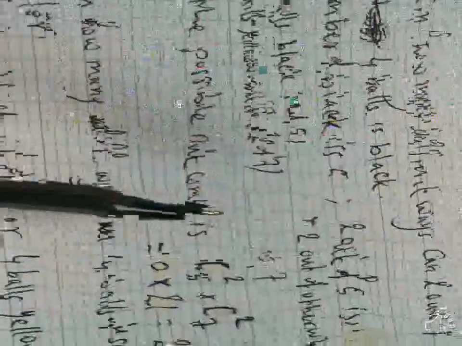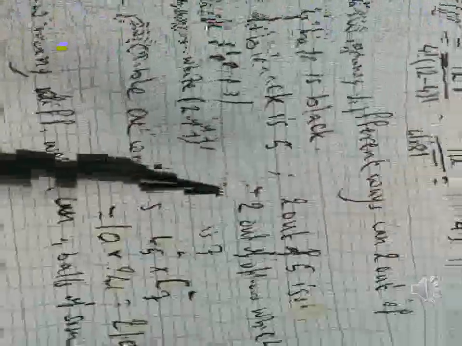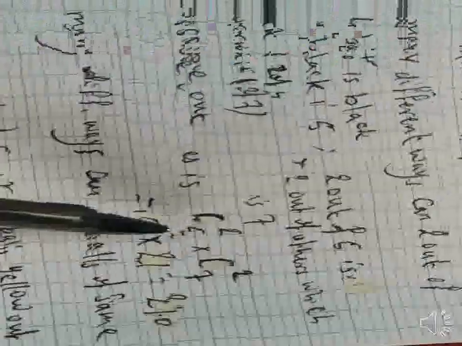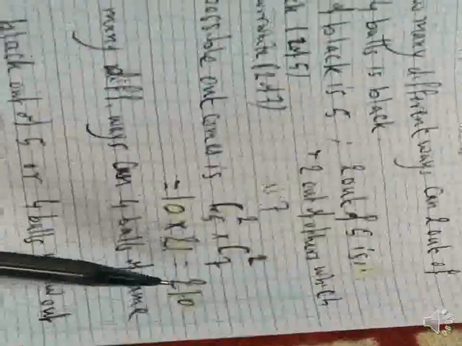The possible choices is, look at and. We have to take care about this word and. And means times. 2 of 5, C 5 2, times C 7 2. The answer is 10 times 21, 210.